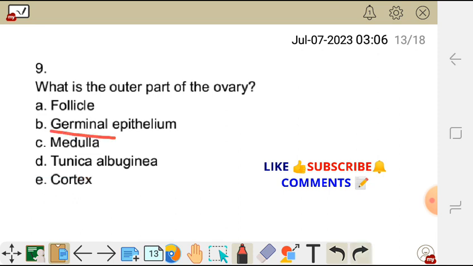The inner part is the medulla. For the layers, we have the germinal epithelium, and underneath the germinal epithelium, we have the tunica albuginea, but the outer part is the cortex. So the correct answer for question 9 is E.